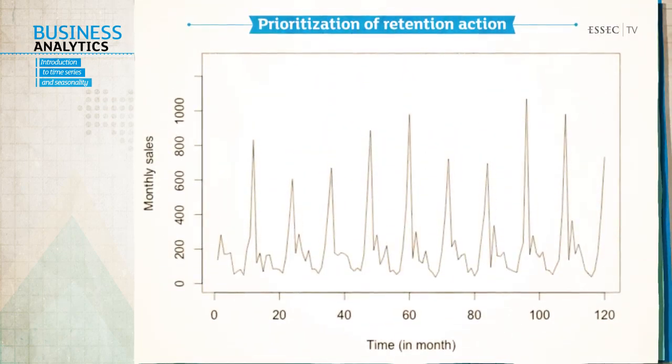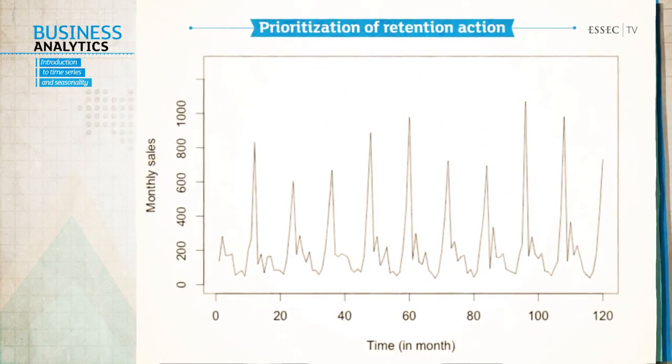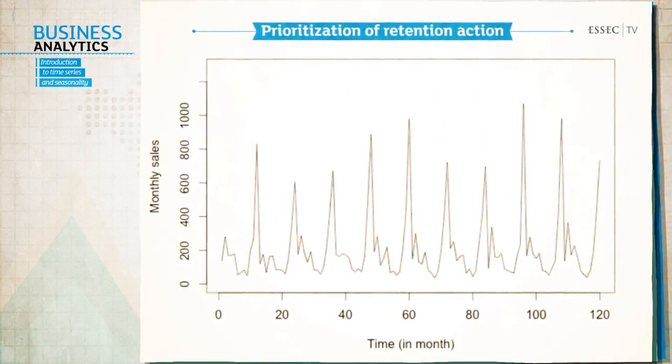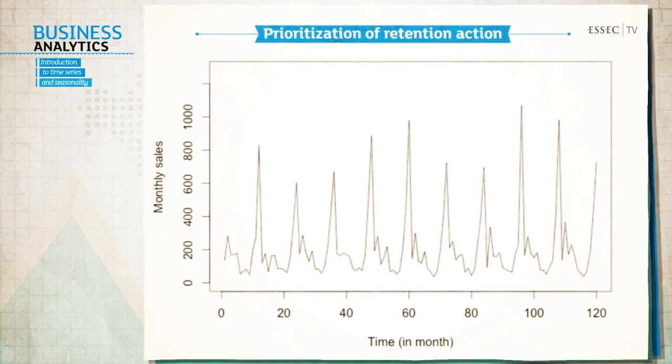The problem is that the sales of chocolate bars are typically varying over time. You have certain periods where customers buy less and others when they buy more. Let's look at those sales over time. We see that we have peaks and valleys. The sales can go up to 1,000 units in one month and go very low during another one.